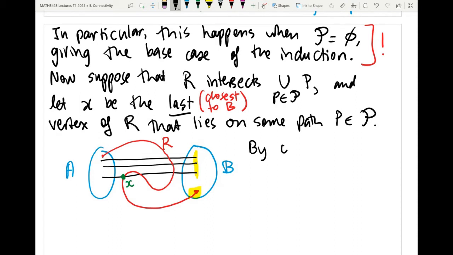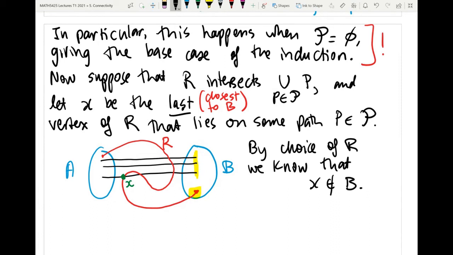So I'll just say by choice of R, we know that X doesn't belong to B. And that's an important remark that you should have a think about after the lecture. Okay?